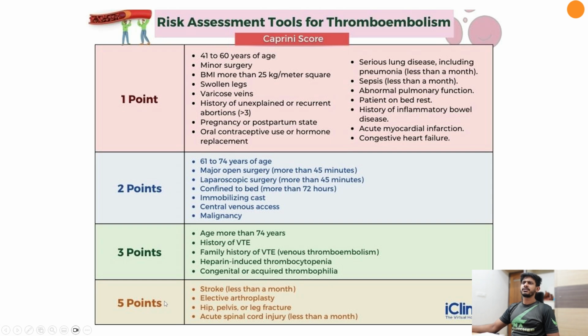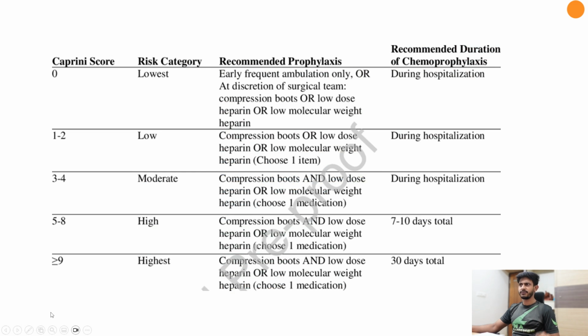And so you can see Caprini score 0 is the lowest. Early frequent ambulation is usually more than enough. Caprini score 1 to 2, which is the low risk category. We usually give compression stockings or low dose heparin, sometimes depending on case to case basis. 3 to 4. From here on, from moderate risk category, we usually give compression stockings and low dose enoxaparin, 40 mg subcutaneously. And it is only during the hospitalization period. And post hospitalization, we usually discharge them on ecosprin.